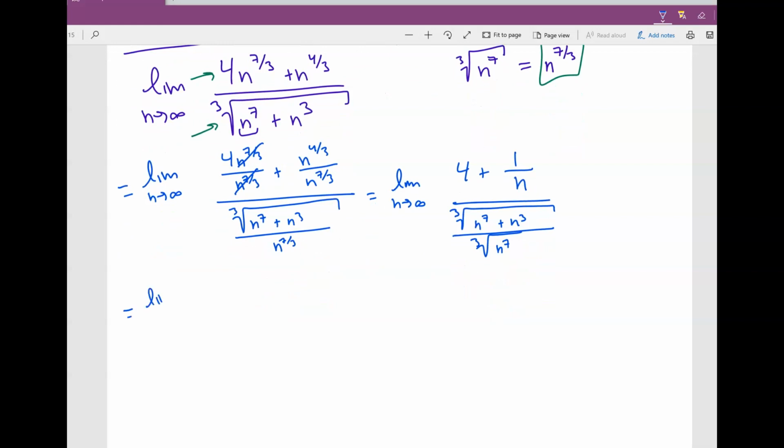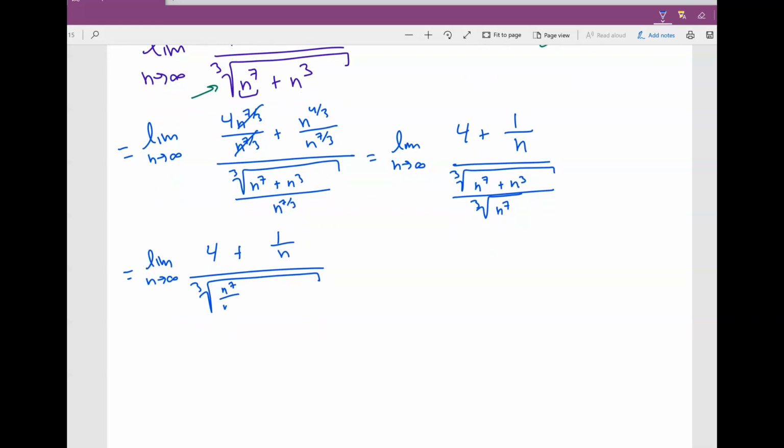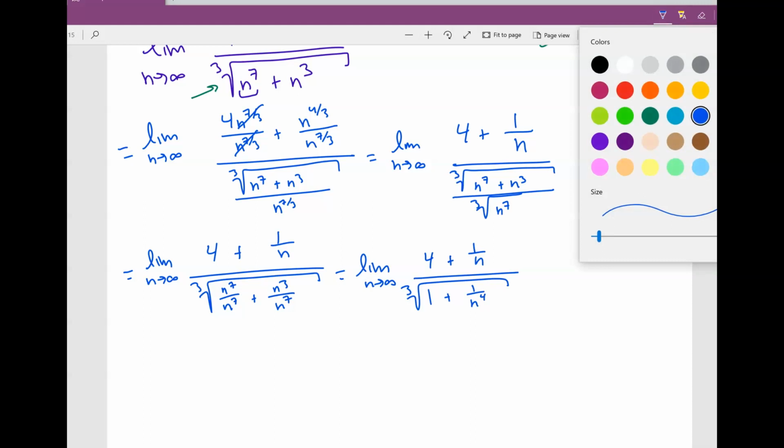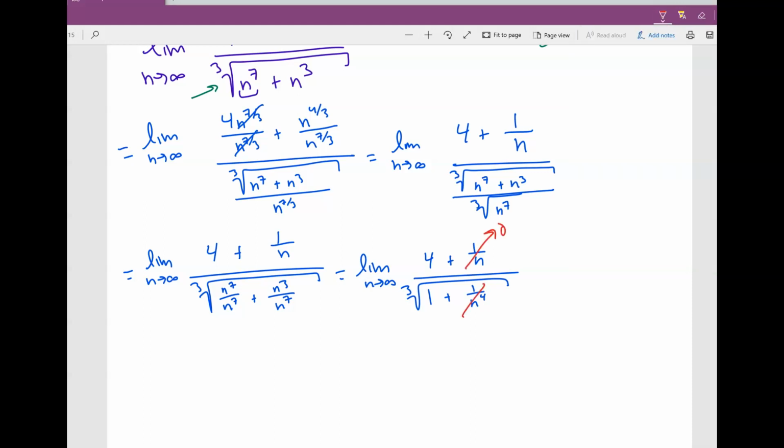So it's the limit as n goes to infinity of 4 plus 1 over n, divided by the cubed root. Now I can go ahead and divide: n to the 7 over n to the 7 plus n to the 3rd over n to the 7. So I'm left with the limit as n goes to infinity of 4 plus 1 over n divided by the cubed root of 1 plus 1 over n to the 4th power. Now I can apply the limit, because this one goes to 0 and this one goes to 0, and you're left with 4 over 1, which in this case is the answer.